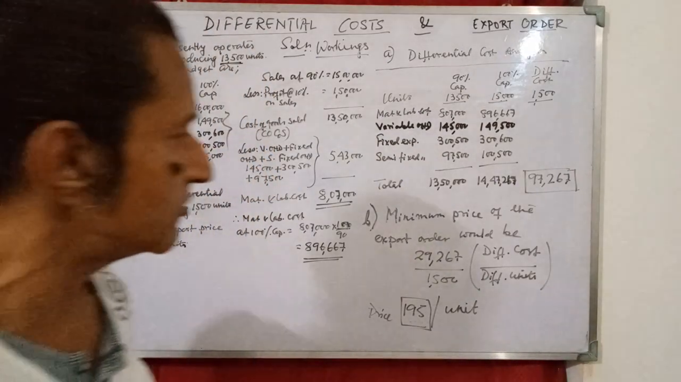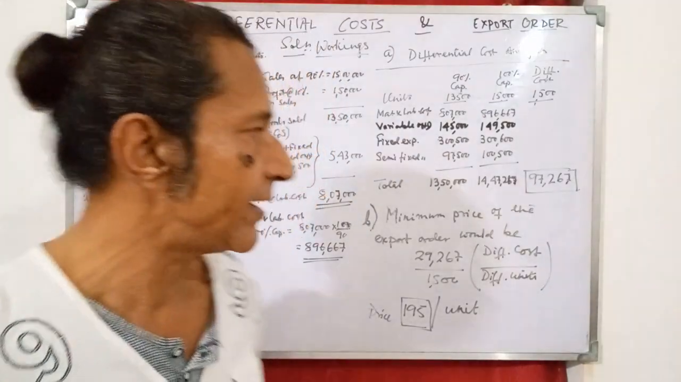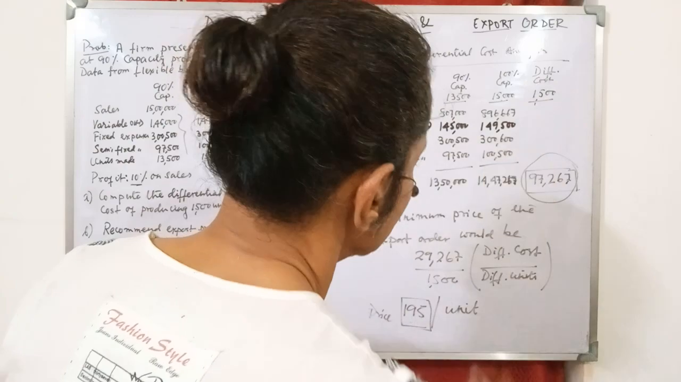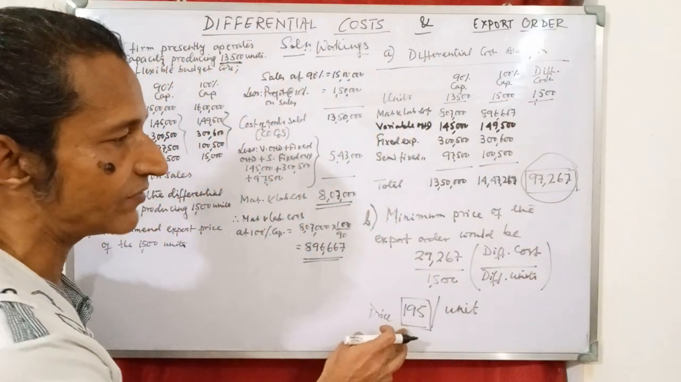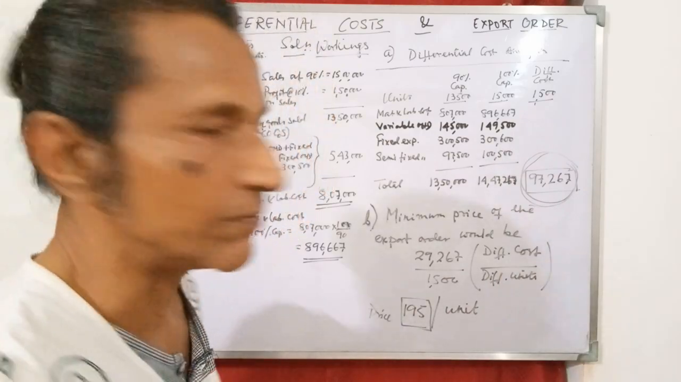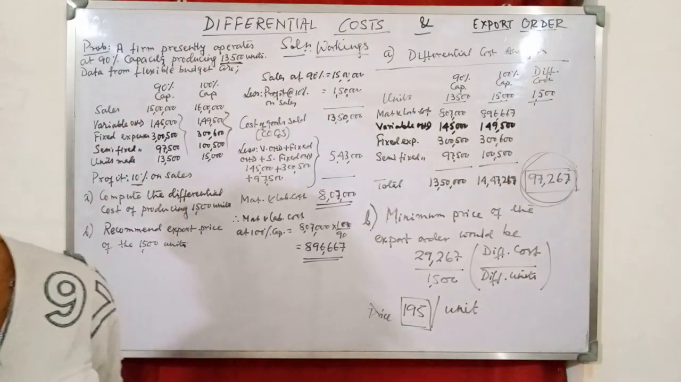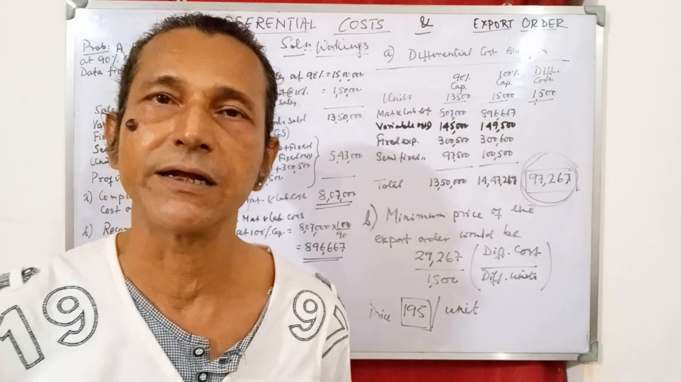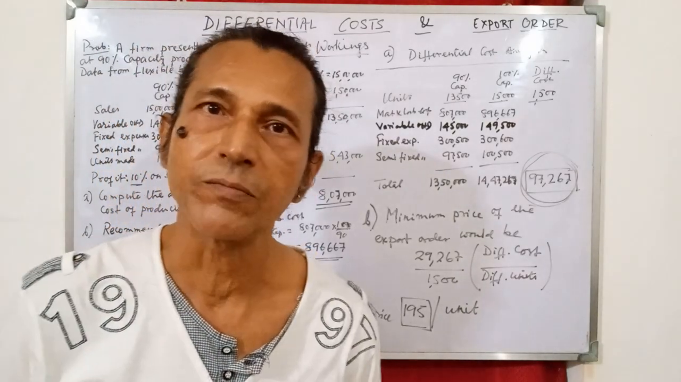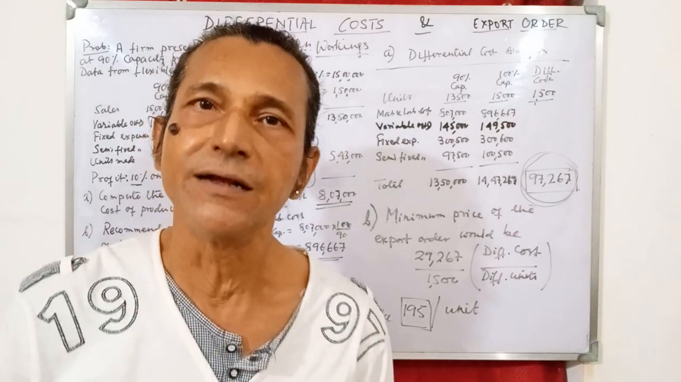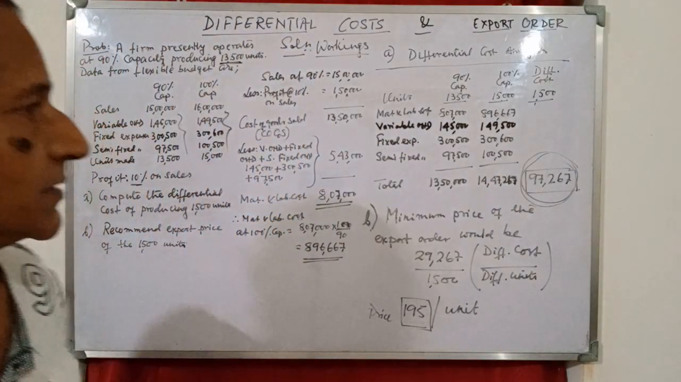So the minimum price would be that one where this total differential cost is covered. So by charging 195 per unit, this cost is covered by the firm. Although the firm is not earning any profit, neither is the firm incurring any loss. But the firm can set its footprint in a foreign market. Correct?